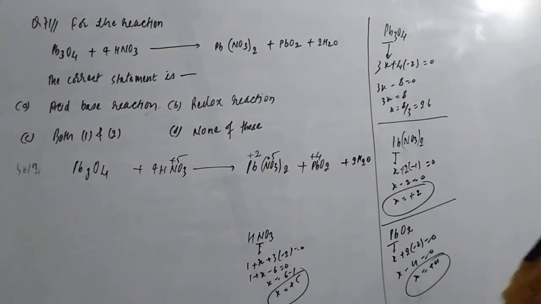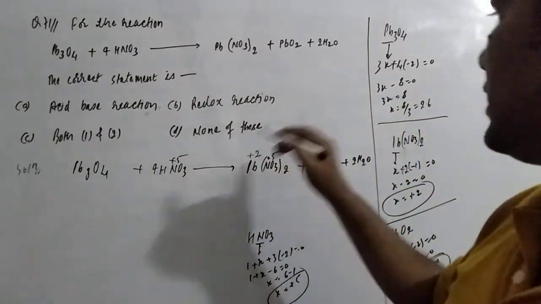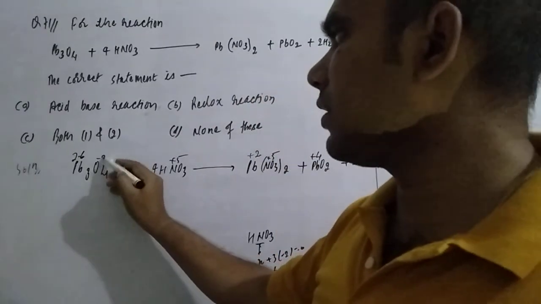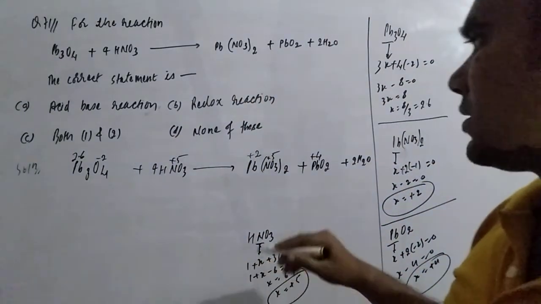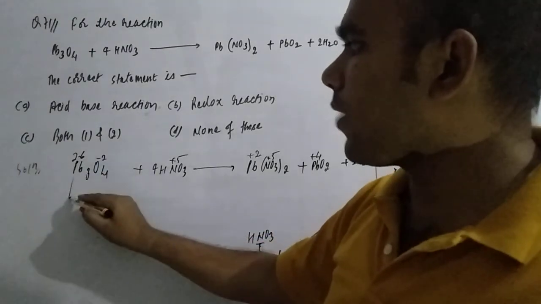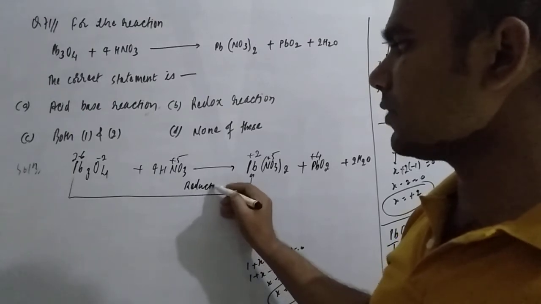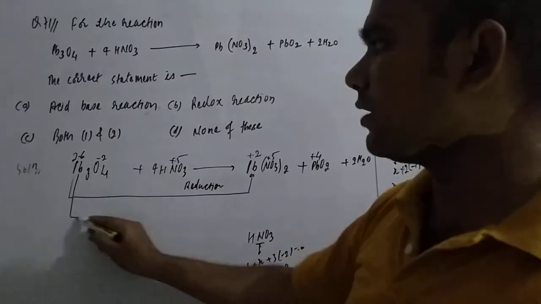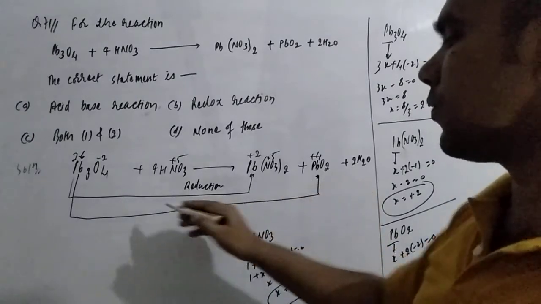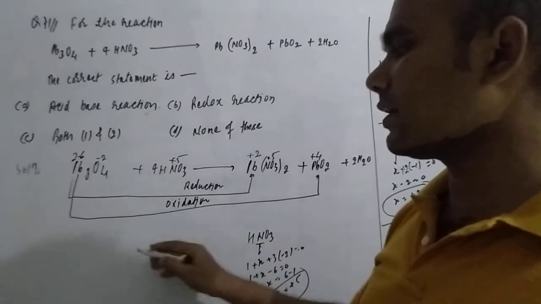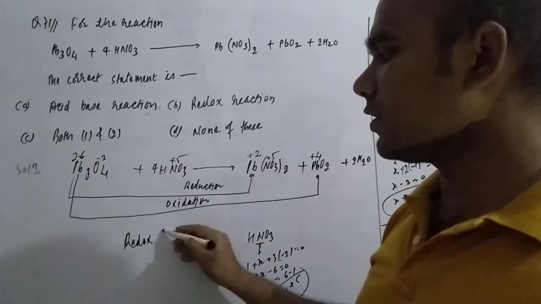Now what we have to understand, student, is what is happening in this reaction. For the lead, we already got +2 and +6. Oxygen is -2 everywhere, so no need to write it. So lead going from +6 to +2 is reduction. And lead going to +4, so +2 to +4, that is oxidation. So oxidation and reduction both are taking place, which means it is a redox reaction. First one, redox reaction.